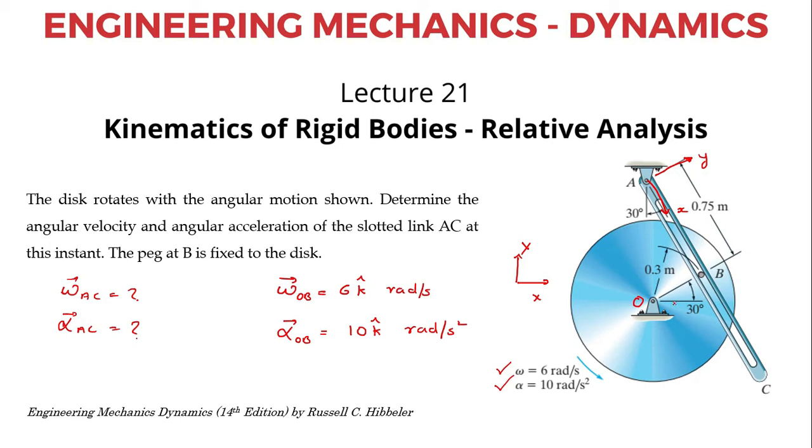Now we have to find the velocity and acceleration of the peg B with respect to point O. But since point O is fixed, it is like saying that we are finding the velocity and acceleration with respect to the fixed reference frame capital XY. Okay, so I'll write it here: motion of peg relative to capital XYZ.